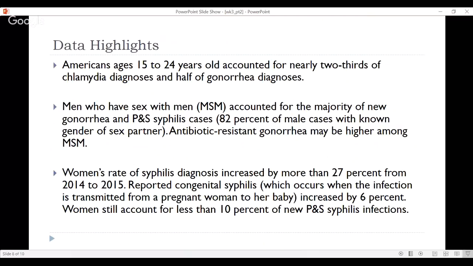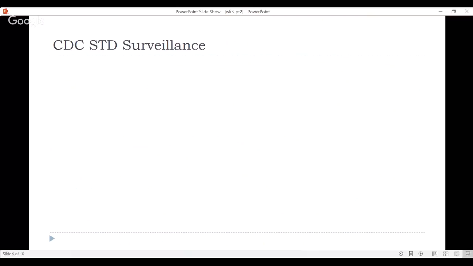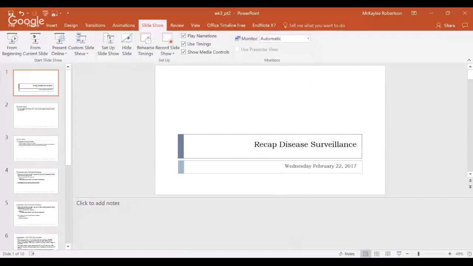So all of this means that STDs are generally increasing in the country, the rates of STD infections, against a backdrop of this being a curable infection, right? Ideally, we would hope that we would see the number of STD cases going down, given that we have treatments for these things. So now I'm going to switch over to the STD slide set. Give me just a minute.